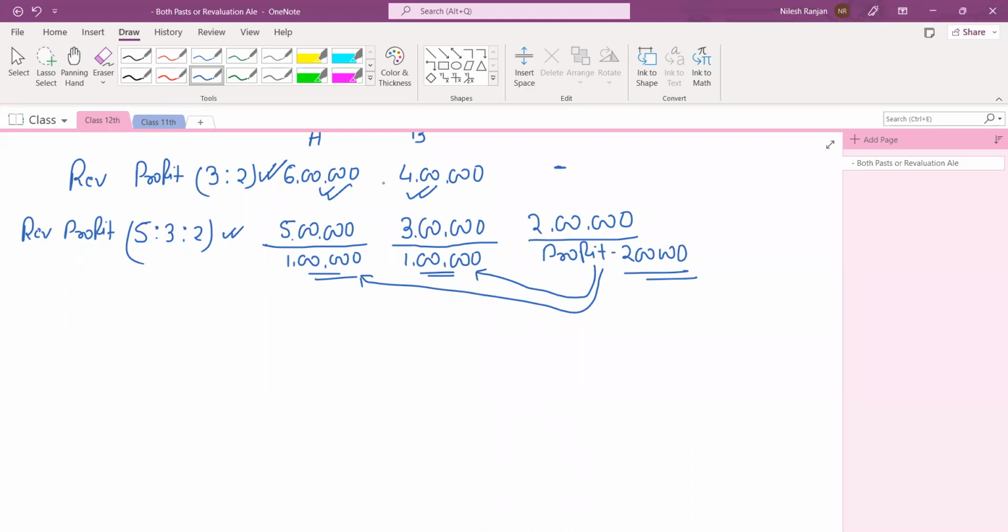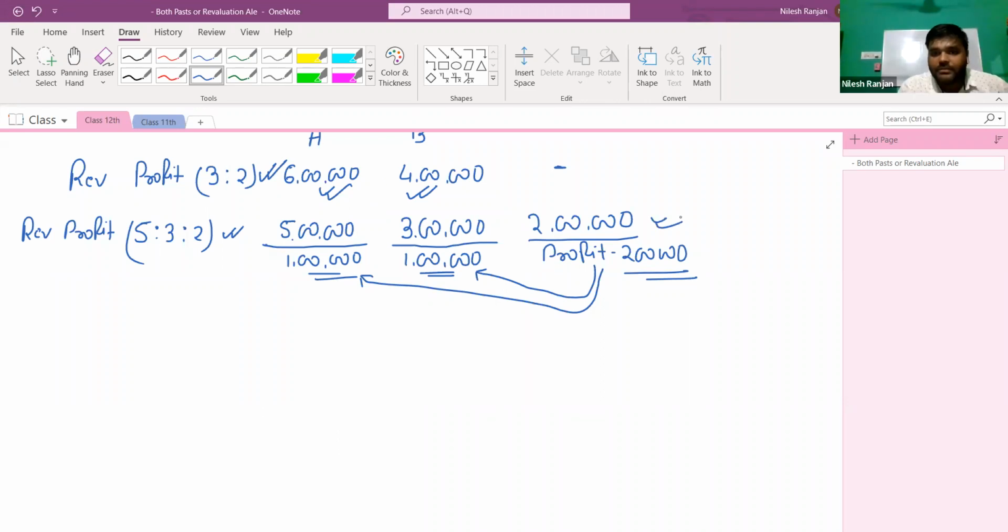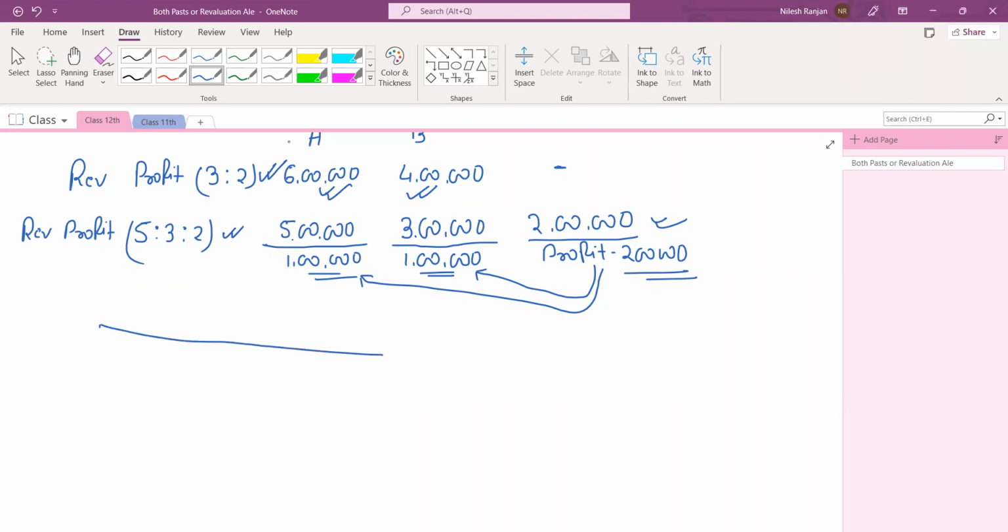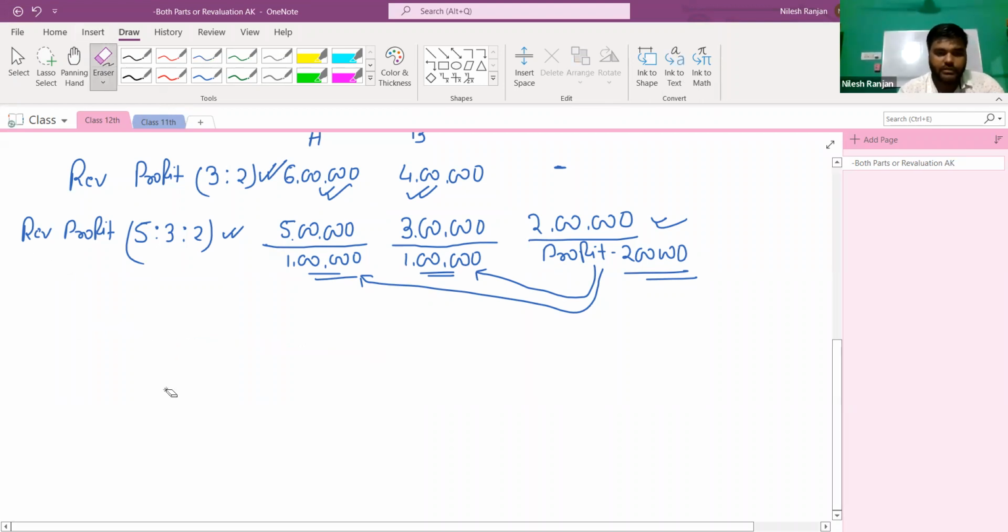But C is getting a profit of 2 lakh, right? I showed you this example. Actually, I'm talking about memorandum revaluation. Sorry. Okay, let's prepare a memorandum revaluation so you will understand.